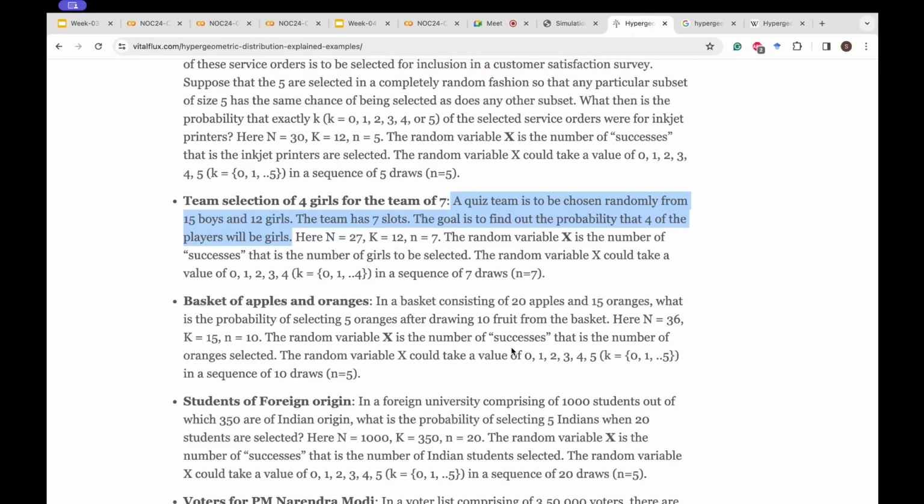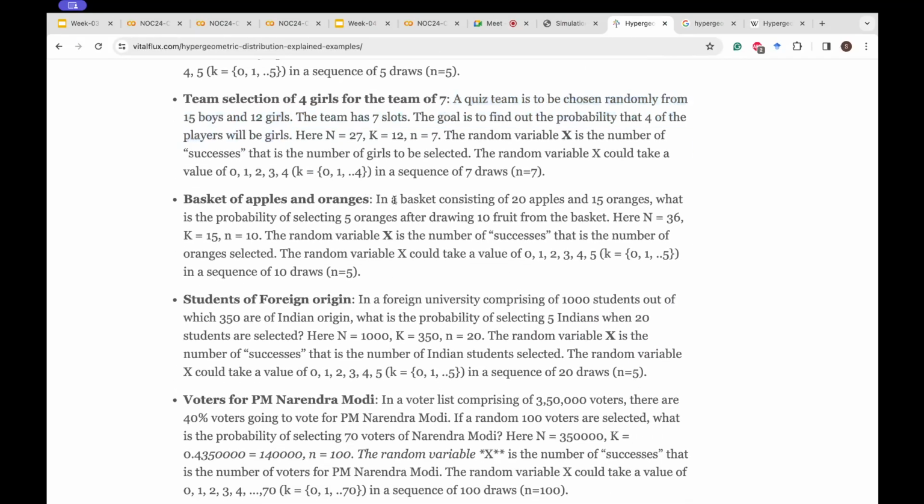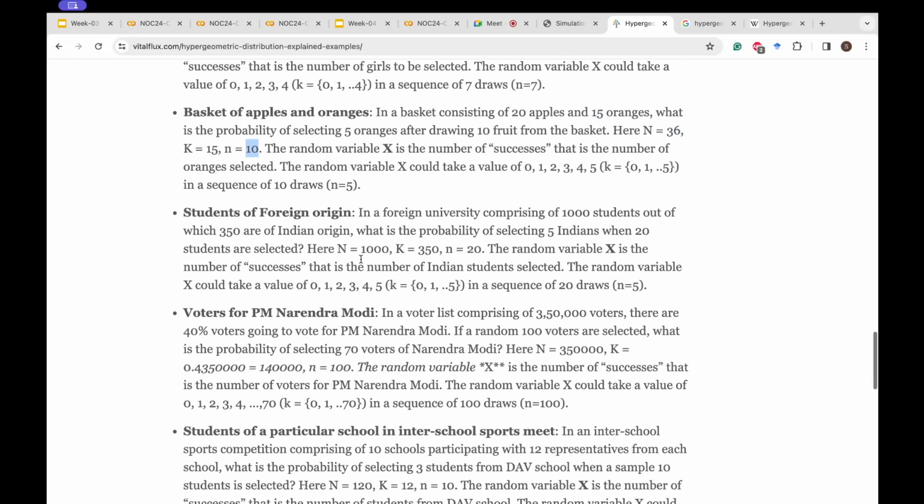Okay, let us see one more example. In a basket consisting of 20 apples and 15 oranges, what is the probability of selecting 5 oranges after drawing 10 fruit from the basket? So here capital N will be, okay, there is a mistake. It should be 35, not 36. There is a mistake over here. Capital K is 15 and small n is 10.